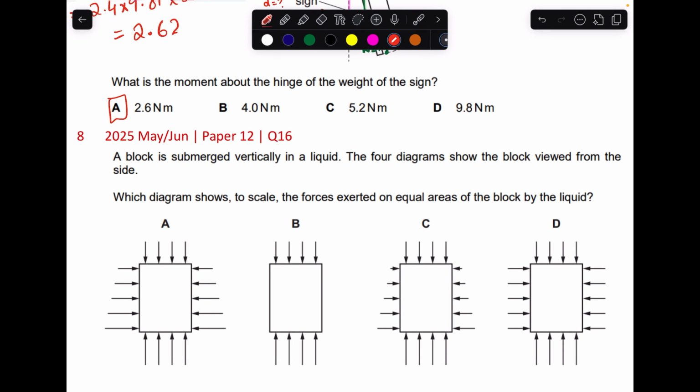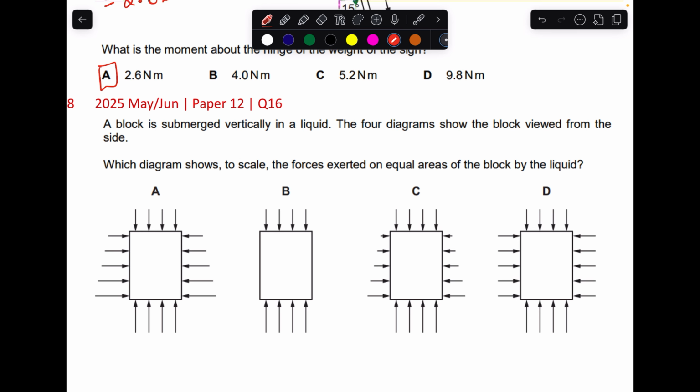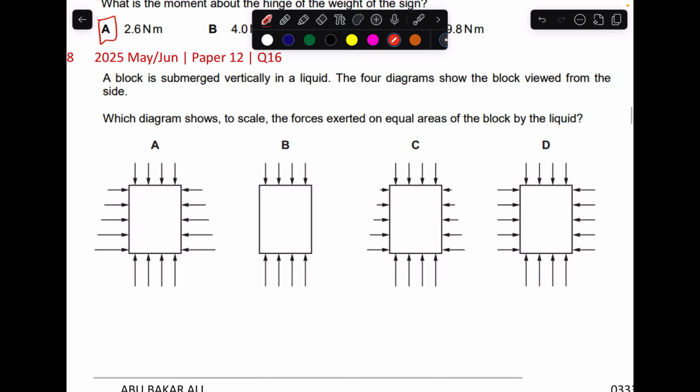In the next question, a block is submerged vertically in a liquid. The four diagrams show the block viewed from the side. Which diagram shows, to scale, the forces exerted on equal areas of the block by the liquid? Okay, they are showing to the scale, so the length of the line is showing the magnitude of the force.